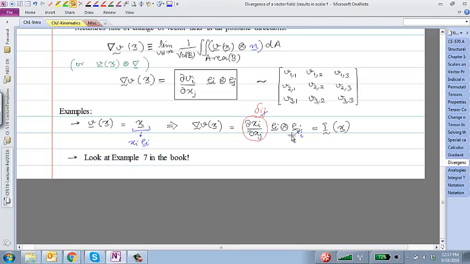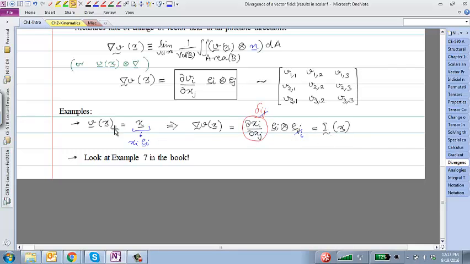e_i dyad with e_i is what? It is the identity. It's e1 dyad e1 plus e2 dyad e2 plus e3 dyad e3, which is what? 1, 1, 1 on the diagonals, right? That is indeed the identity tensor.